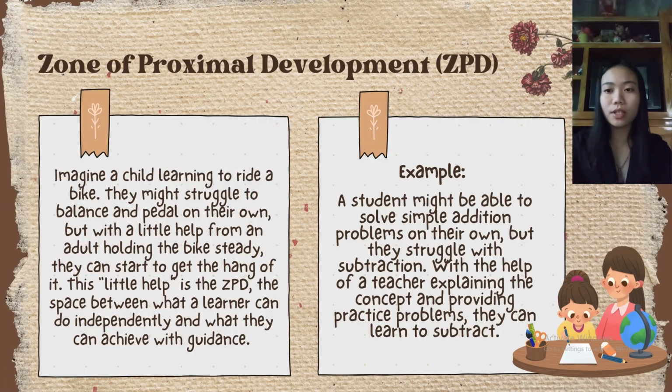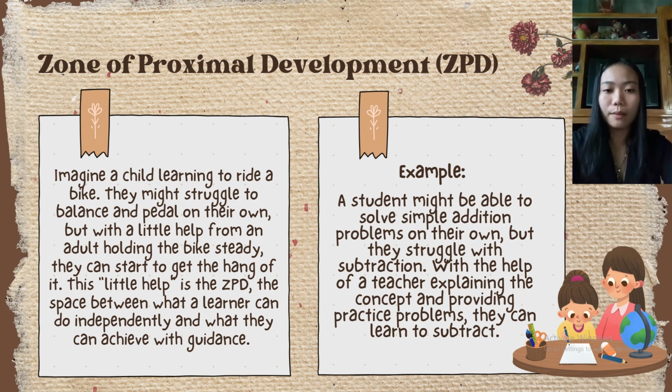The zone of proximal development, or the ZPD, is a concept in psychology proposed by Vygotsky. It refers to the difference between what a learner can do independently and what they can achieve with the guidance and support of a more knowledgeable person. Imagine a child learning to ride a bike. They might struggle to balance and pedal on their own, but with a little help from an adult holding the bike steady, they can start to get the hang of it.